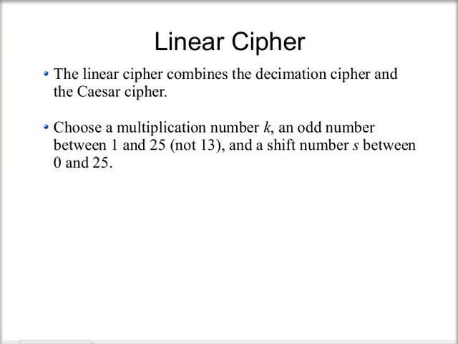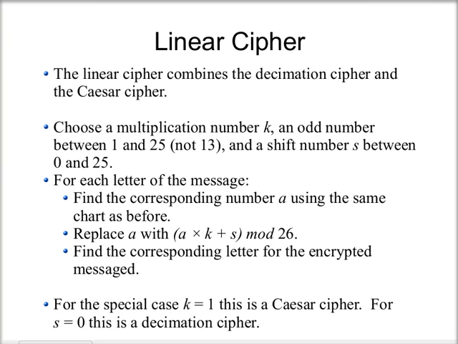So for this type of encryption, we need to choose a multiplication number k, which is an odd number between 1 and 25, but not 13, and a shift number s between 0 and 25. Then for each letter of the message I want to encrypt, I'm going to find the corresponding number a using the same chart as before. And this time I'm going to replace a with a times k, so that's the multiplication or decimation cipher part, plus s, that's the addition for the Caesar cipher, mod 26. And then find the corresponding letter for the encrypted message in my chart.